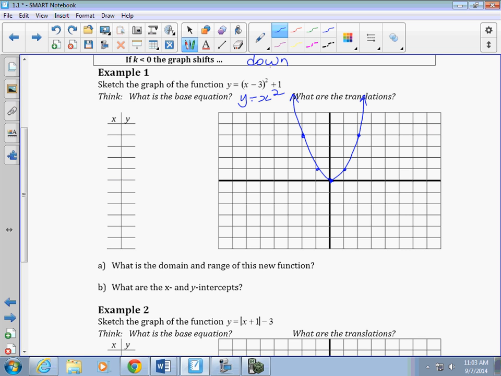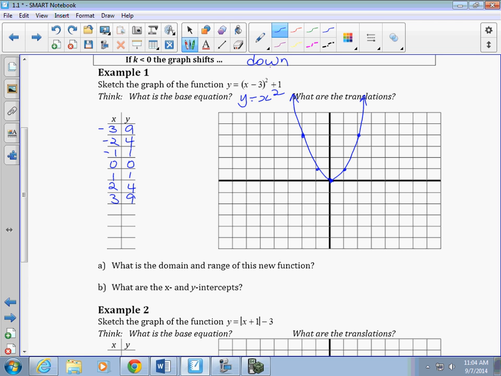So if I try to do this with the table of values for (x minus 3) squared plus 1, if I substitute a negative 3, I have negative 3 minus 3 is negative 6. Negative 6 squared. Did I do that right? Oh no, sorry. I should have done a table of values for your x squared. So if we just did x squared, it'd be negative 3 and 9, negative 2 and 4, negative 1 and 1, 0 and 0, 1, 1, 2, 4, 3, 9.